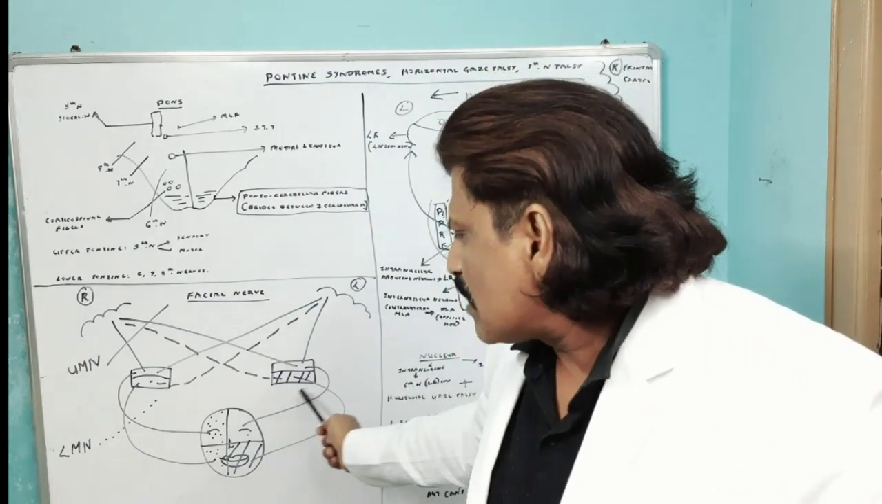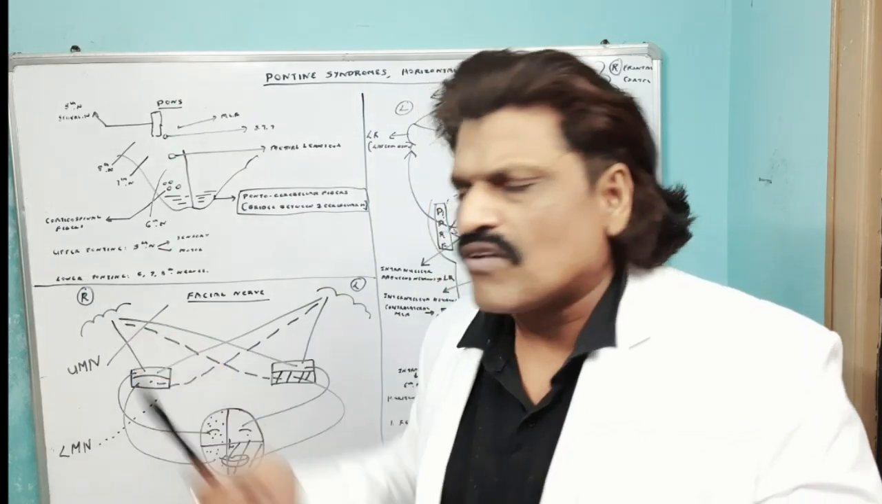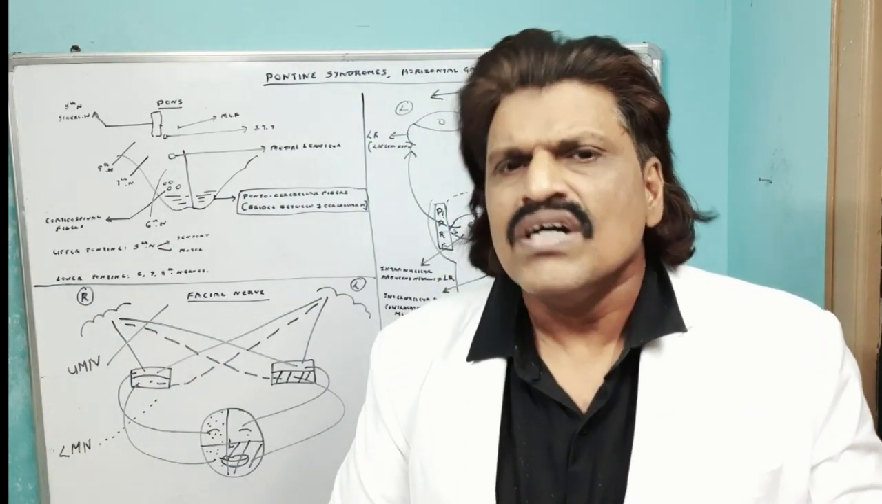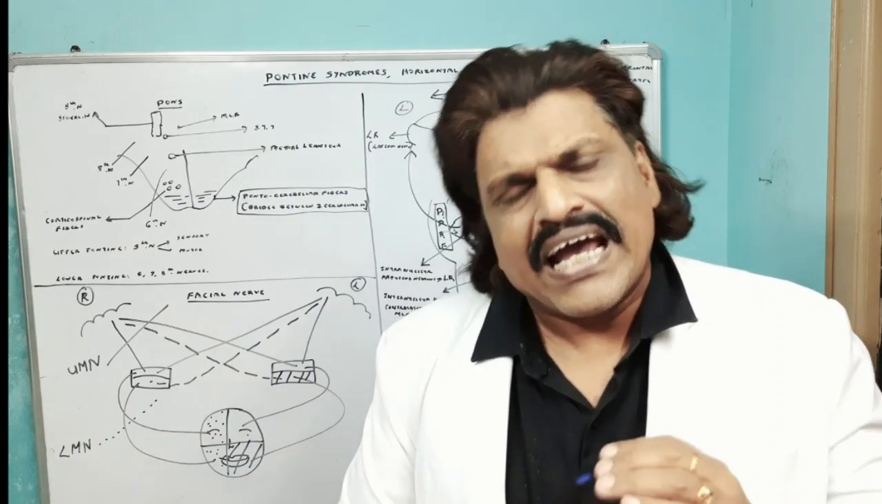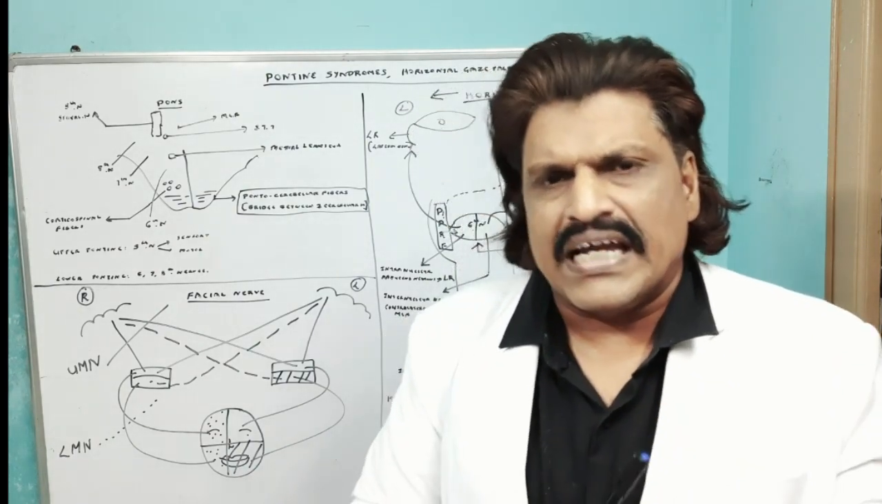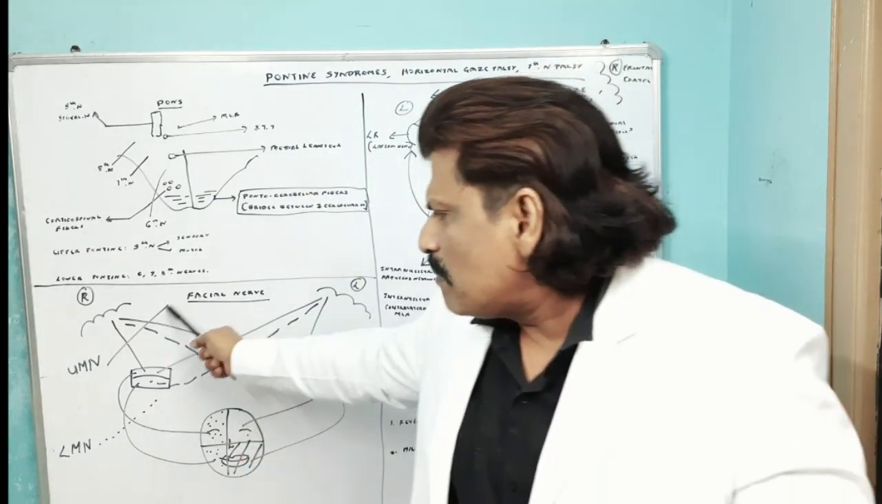Likewise, this lower part of the facial nerve nucleus gets innervation from only the opposite corticobulbar fibers. So what is a UMN lesion? Anything above the nucleus is UMN, anything below the nucleus is LMN. So what happens in a UMN lesion?